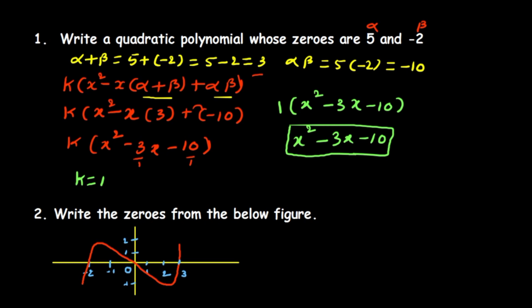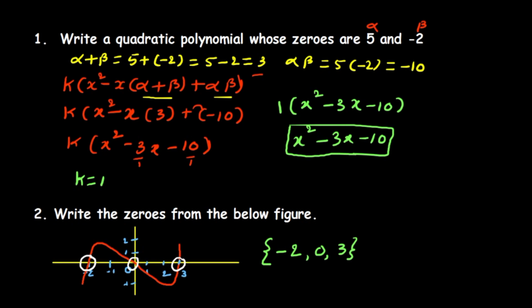And here we have the next important question, that is, write the zeros from the below figure. You can observe here that the red color curve intersects the x-axis at 3 different points. So what are the 3 different points here? One is at -2, another point is at 0, the next point is at 3, it is intersected on the x-axis, right? So the answer is -2, 0 and 3, because it intersected at -2, 0 and +3. So these are the zeros of the given polynomial here.